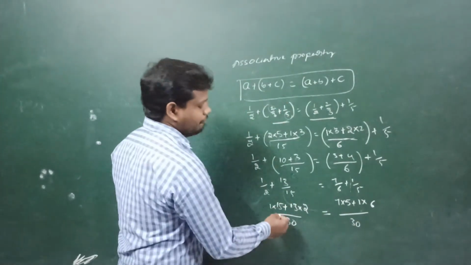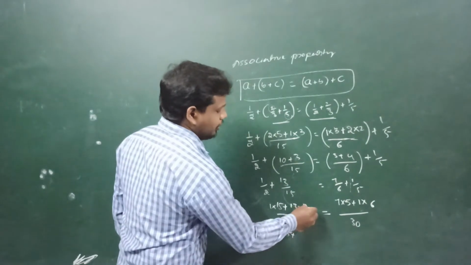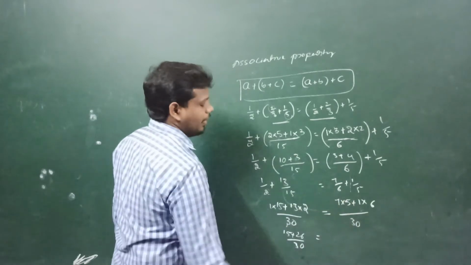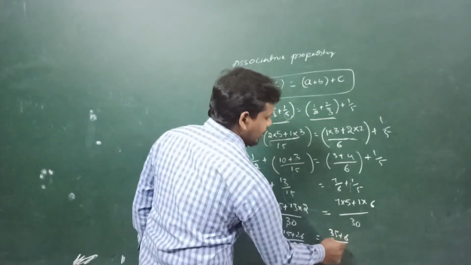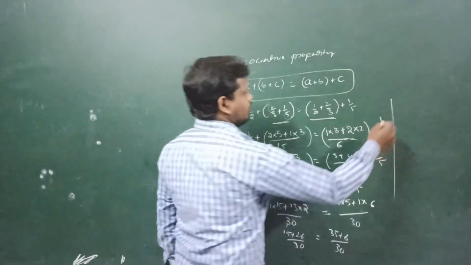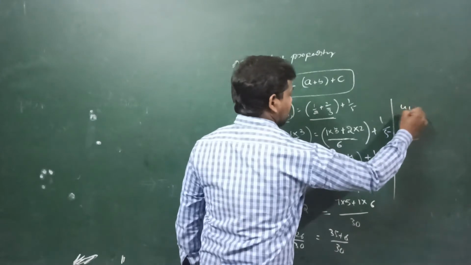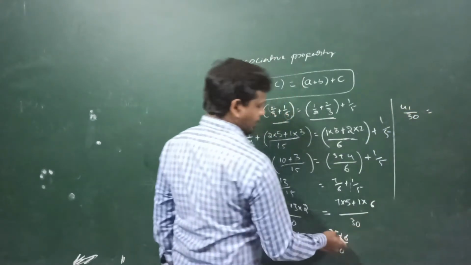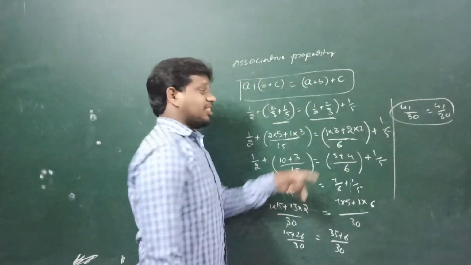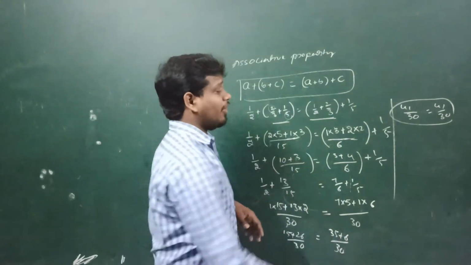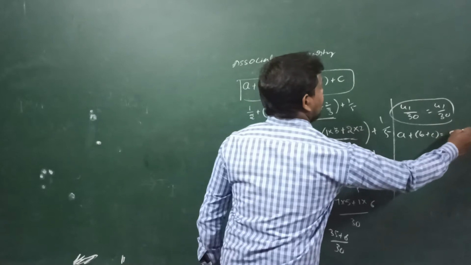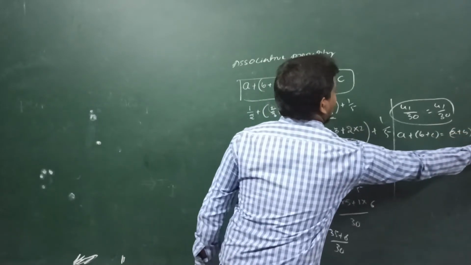Okay, then 1 into 15 is 15 and 13 into 2 is 26 by 30 equal to 7 into 5 is 35 plus 6 by 30. So 15 plus 26 equal to 41 by 30 and 35 plus 6 equal to 41 by 30. Now see, children, your LHS equal to RHS. So finally what we got? a plus b plus c equal to a plus b plus c.